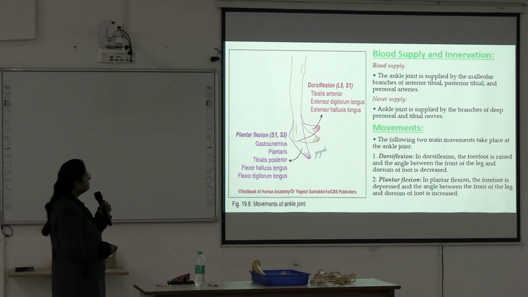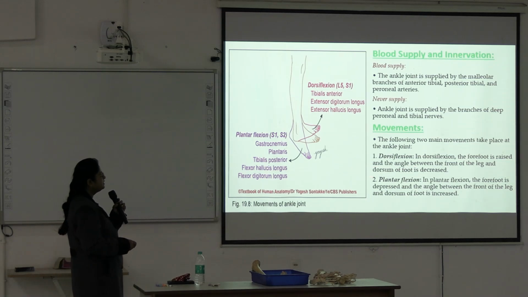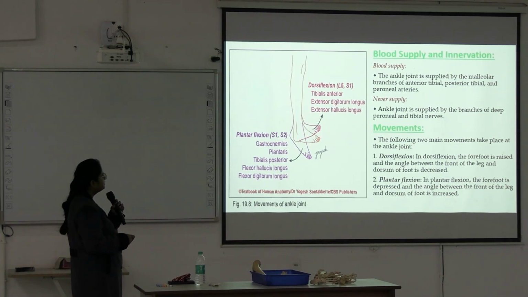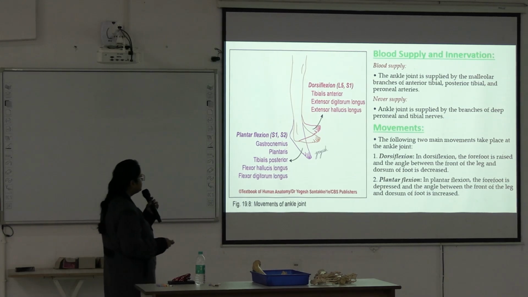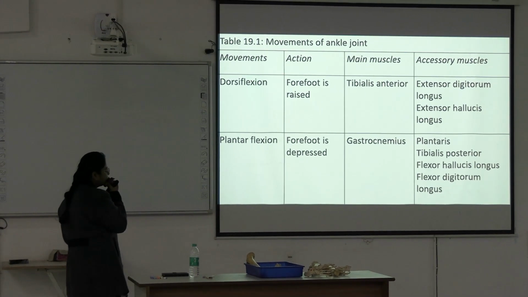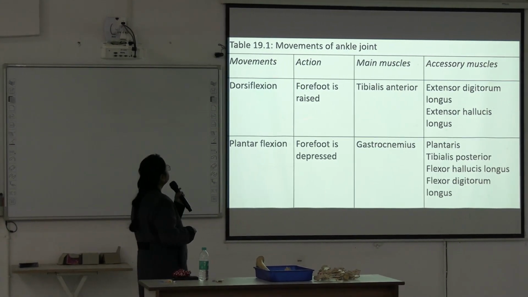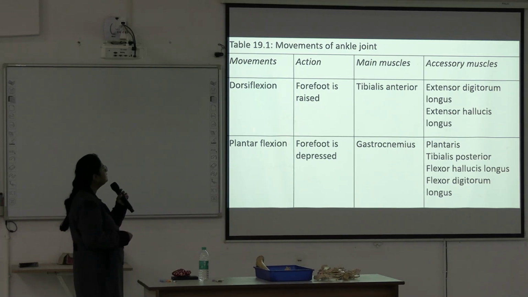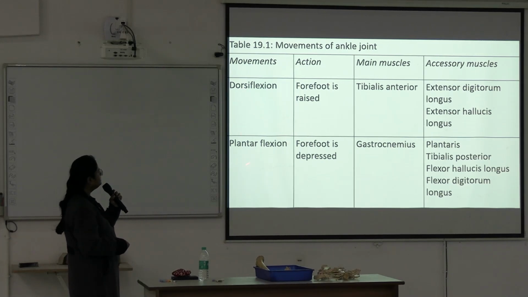Okay. So in dorsiflexion, the forefoot is raised and the angle between the front of the leg and the dorsum of the foot is decreased. Here the angle is decreased, and this is the normal position at 90 degrees. In plantarflexion, the forefoot is depressed and the angle between the front of the leg and the dorsum of the foot is increased. This angle is increasing. Okay. Next.